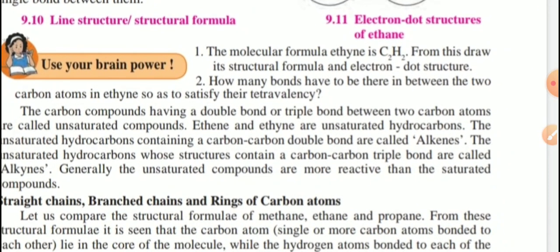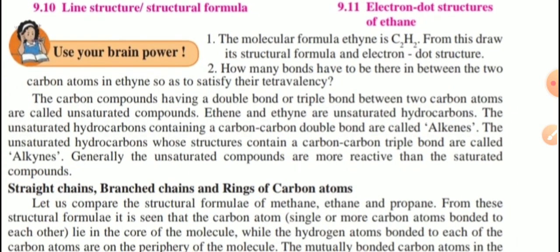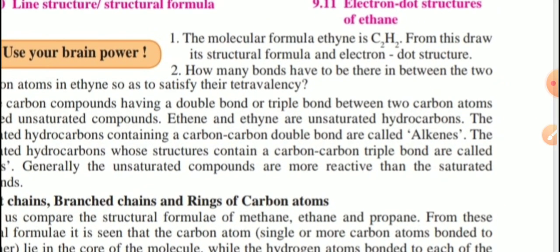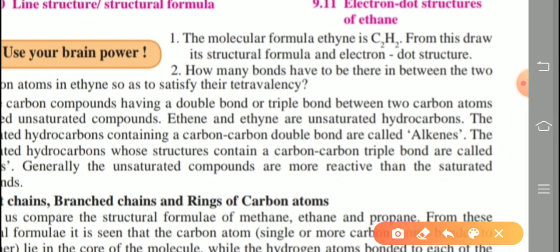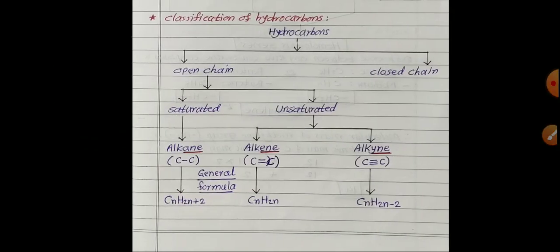Now use your brain power. The molecular formula of ethyne is C2H2. From this, draw its structural formula and electron dot structure. This is question number 1. Question number 2: how many bonds have to be there between the two carbon atoms in ethyne so as to satisfy their tetravalency? So I will show some basic information and the answers to these two questions.